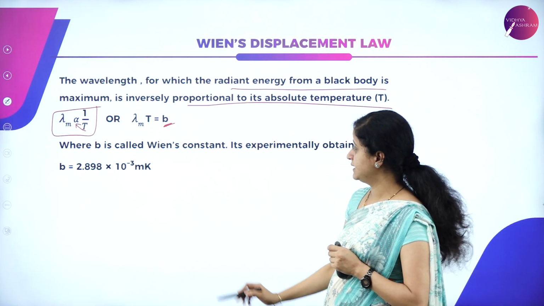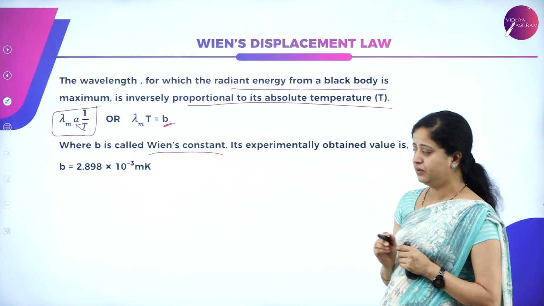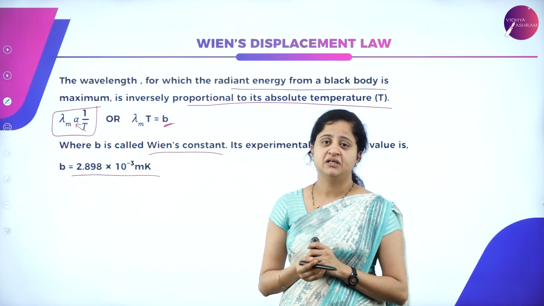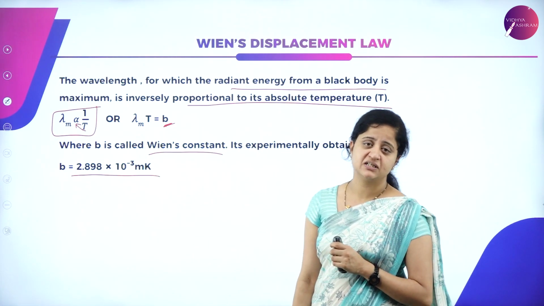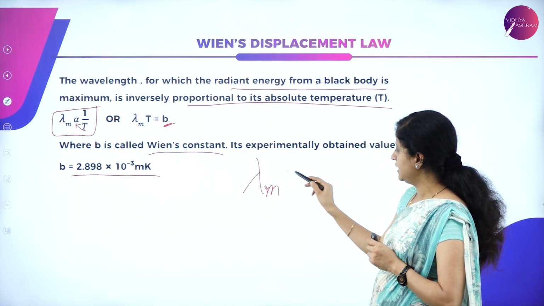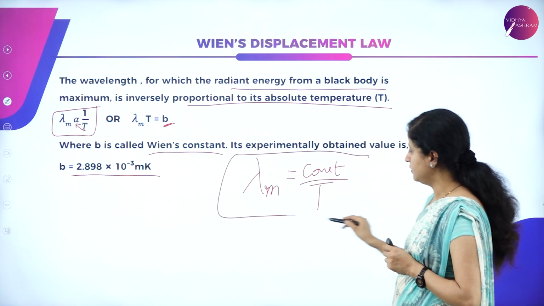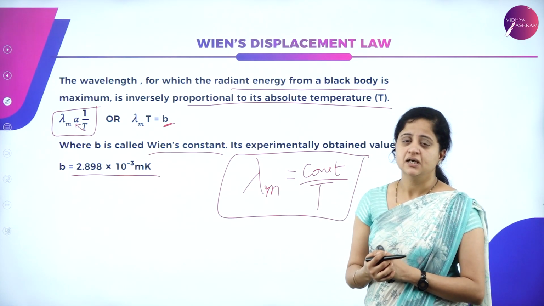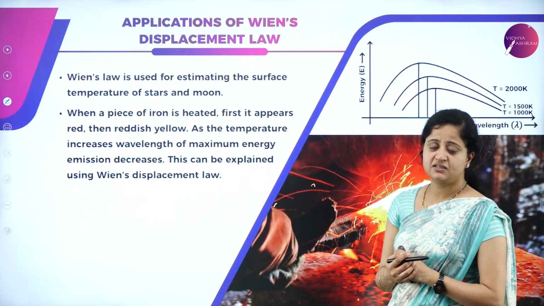What is B? B is nothing but Wien's constant. Its experimentally obtained value is 2.898 into 10 power minus 3 meter Kelvin. So this is Wien's displacement law. To remember it, we must keep the maximum wavelength equal to a constant divided by absolute temperature. It is so simple and so helpful in solving numericals as well as in competitive exams. Going forward, what are the applications of Wien's displacement law?